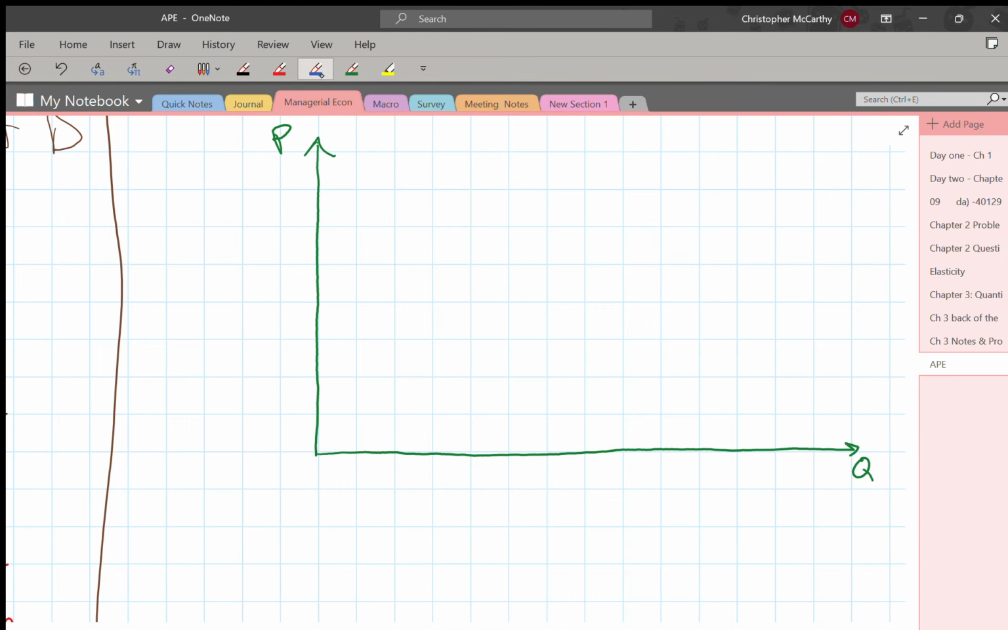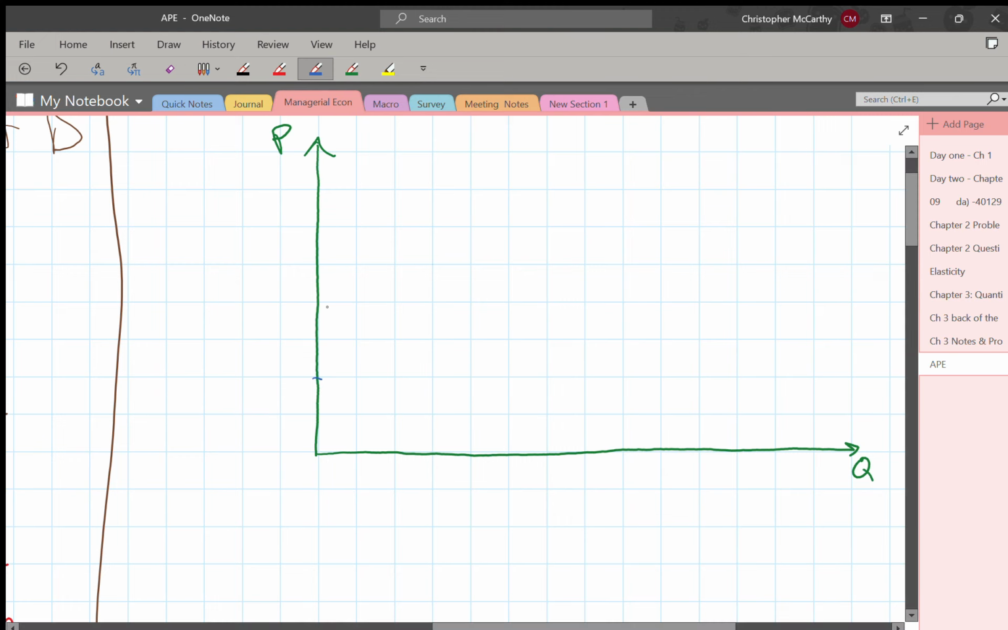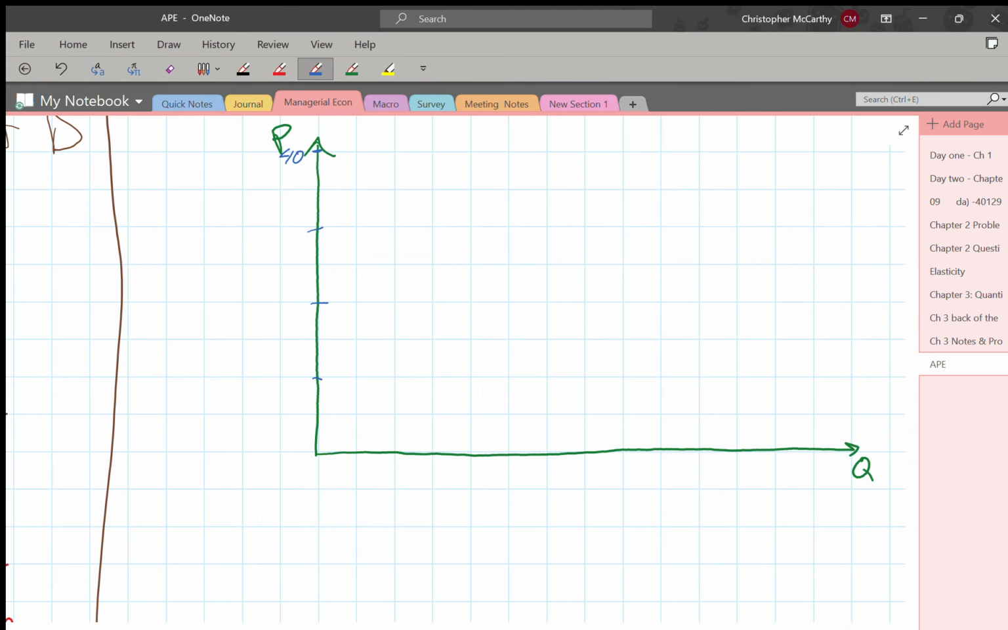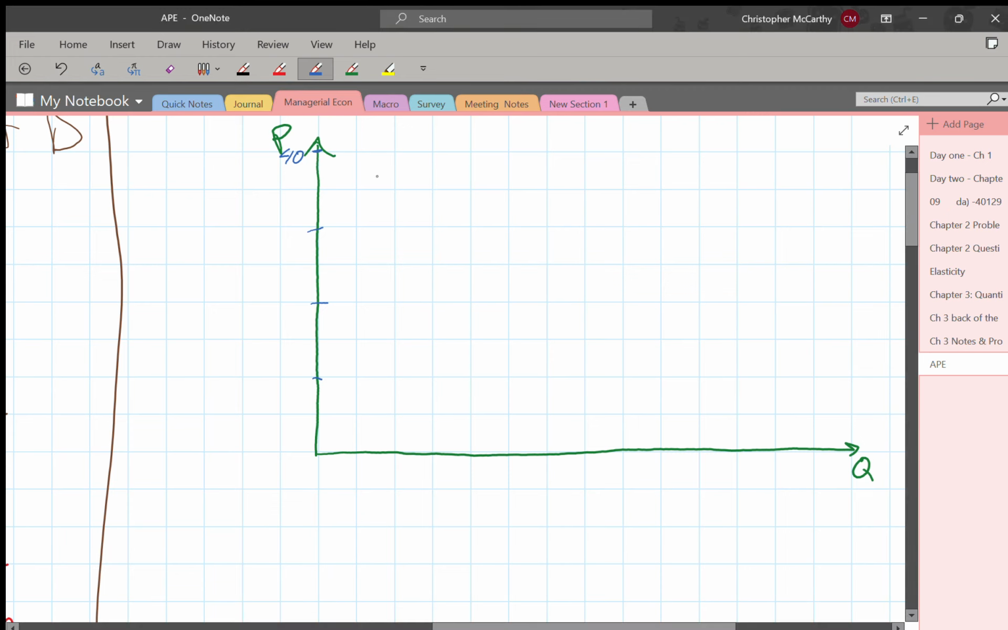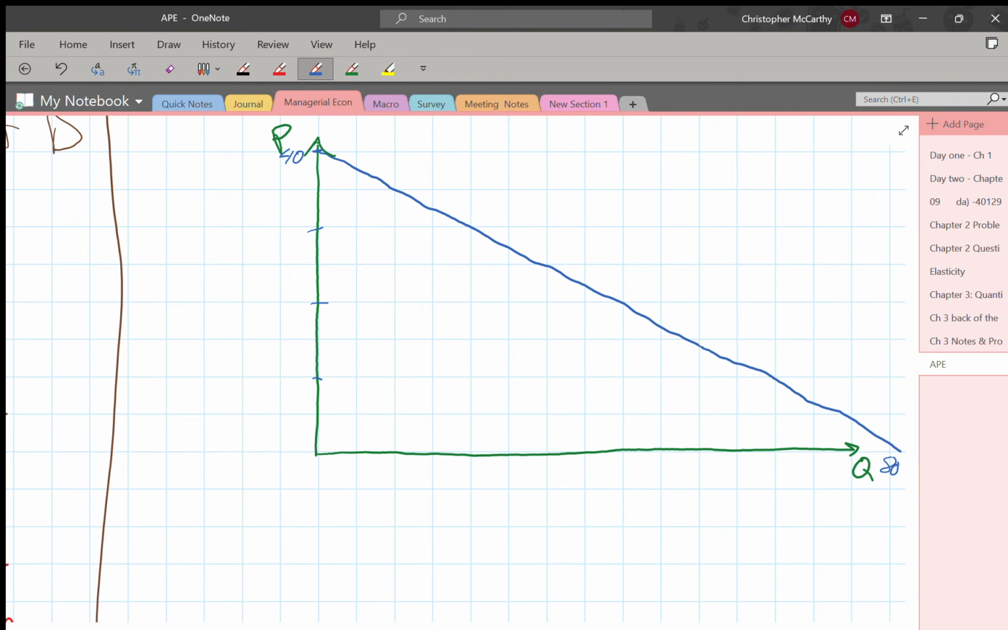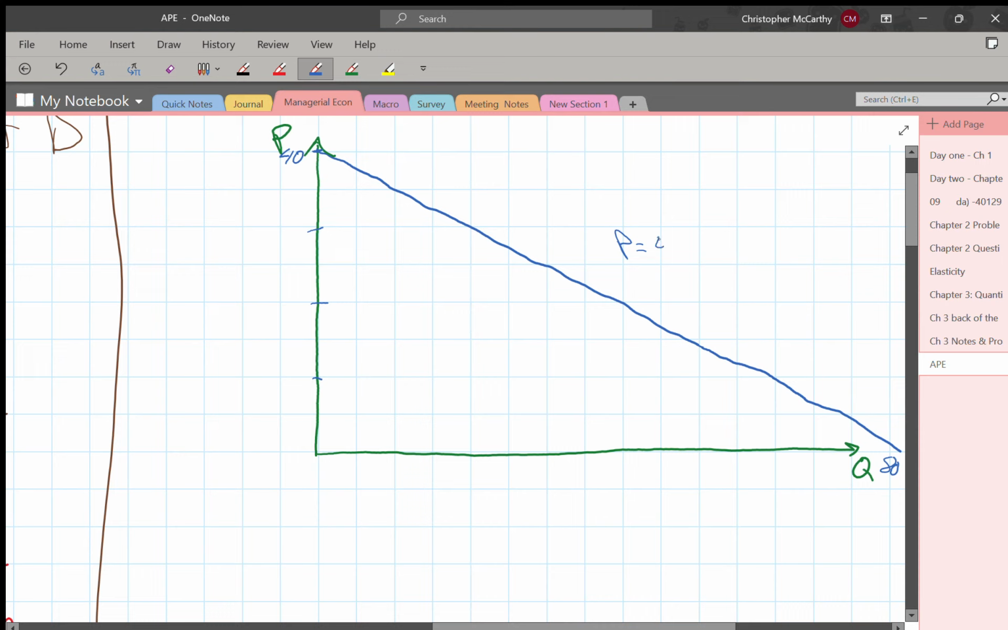Anyways, I digress. So let's do 10, 20, 30, 40. And then it's got a slope of 0.5. Again, I can draw a straight line. This is 80 down here. So this is our demand curve, right? And we know the equation for this. It's given to us: P equals 40 minus 0.5Q. And we did our calculus so that we figured out the other version of this, which is Q equals 80 minus 2P.